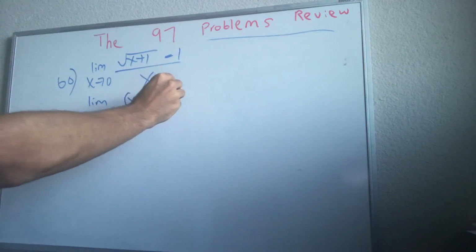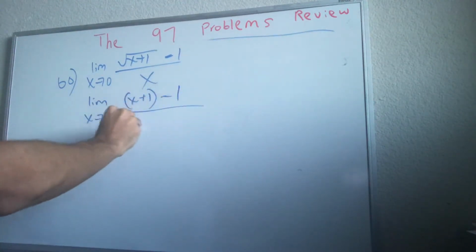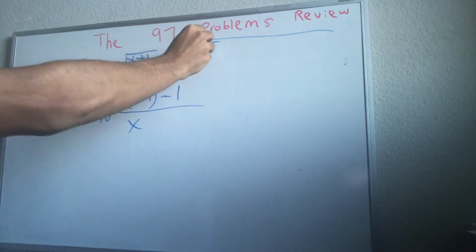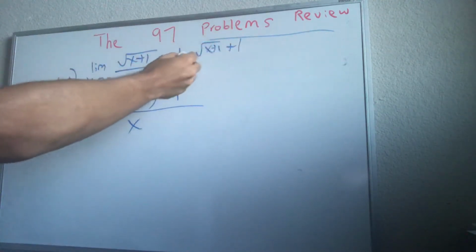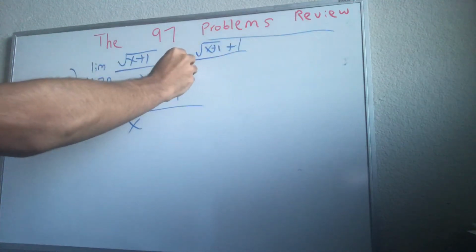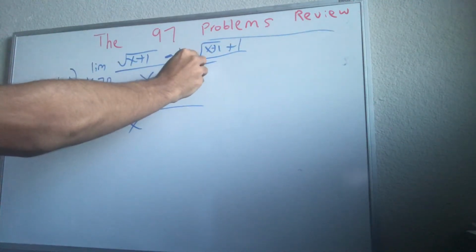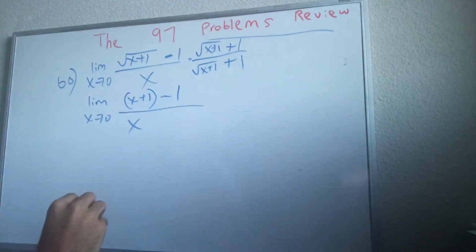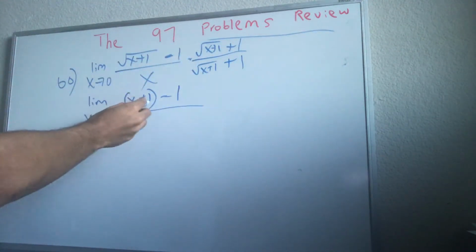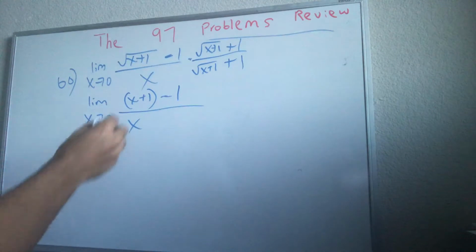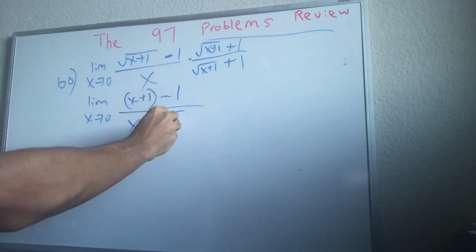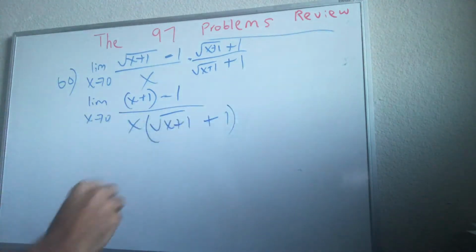So here we will be left with x plus 1 minus 1 divided by x. Well, if we multiplied the numerator by this, we have to do the same in the denominator, so we will be multiplying by the square root of x plus 1 plus 1, right? And here we are left with x plus 1 minus 1, and in the denominator we're left with x times the square root of x plus 1 plus 1, right?